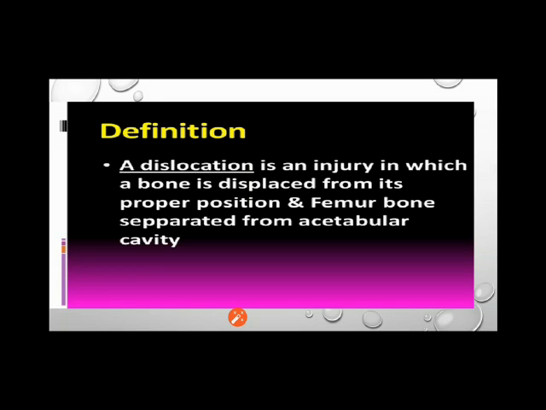So when can this development occur? It can happen during fetal life, or during infancy, or during childhood also. Okay, this will be occurring because of the developmental abnormality. So before going into the topic, we have to understand some terms to understand the topic.